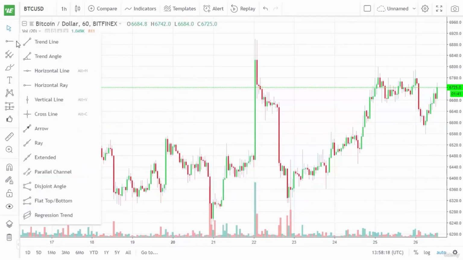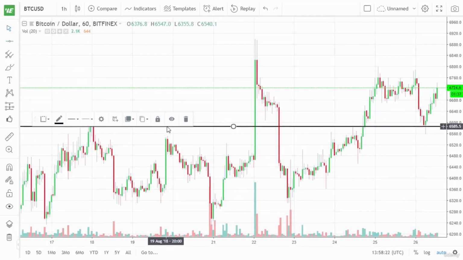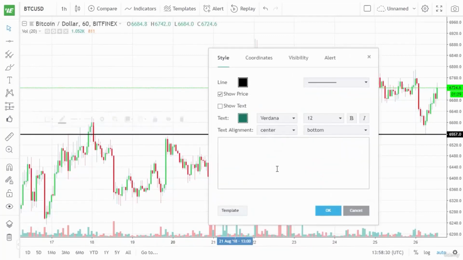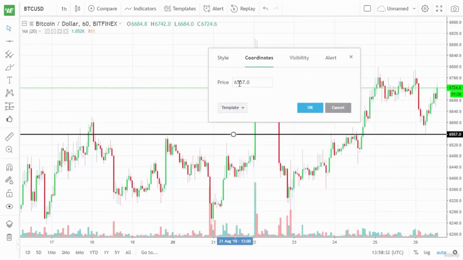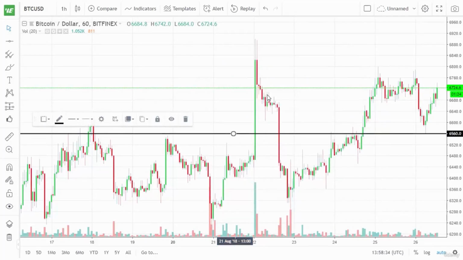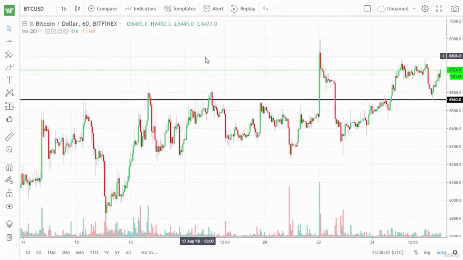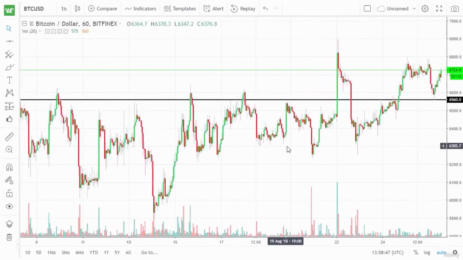Typically, you'll see it drawn as a horizontal line, though. So again, let's draw that horizontal line. Let's look at 6,560. You can see that this is an area that has offered support and resistance, and you will quite often see that. That's another thing about support and resistance you should probably be aware of.